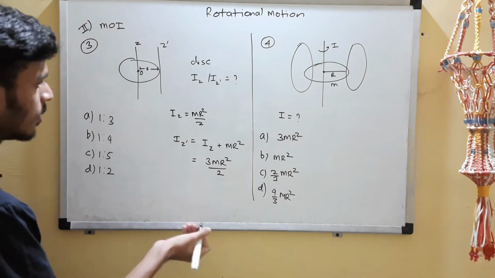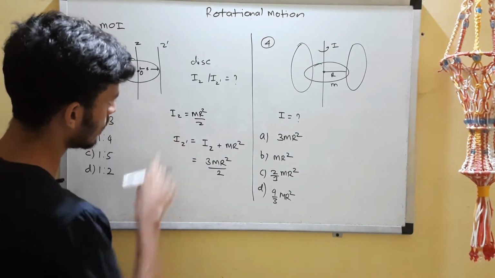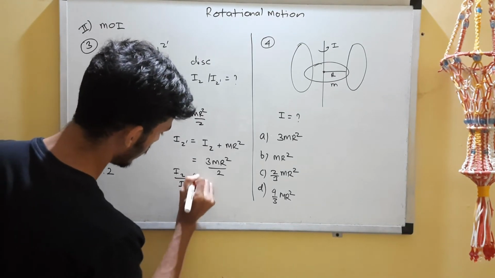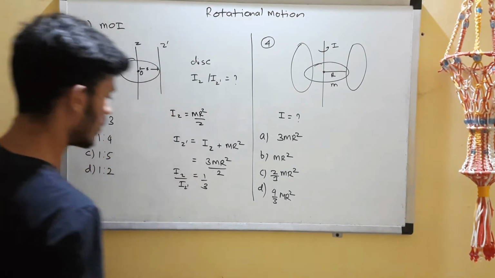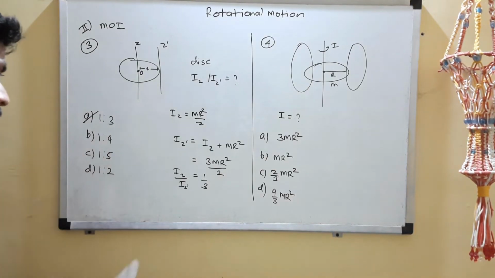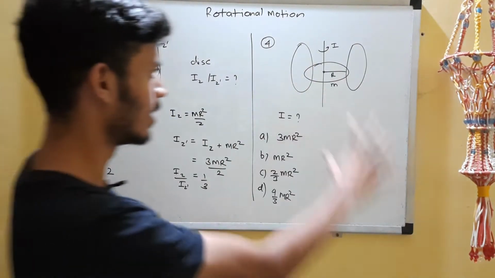So now you can easily take the ratio. You will see that Iz dash is 3 times the first one. So Iz by Iz dash is 1 is to 3. The ratio over here is 1 is to 3. Quite a simple question. Here is a complex one.